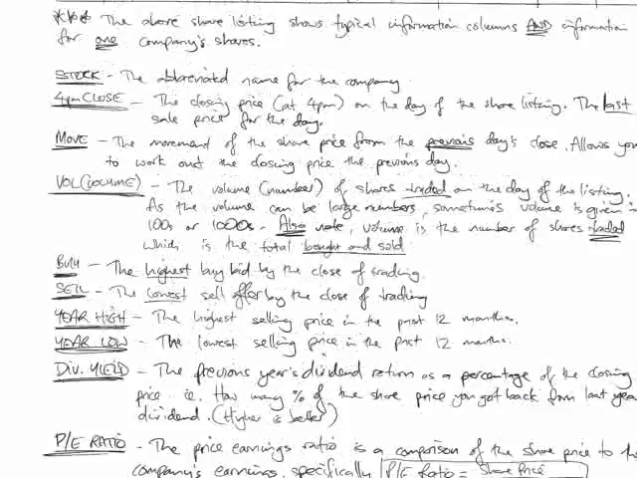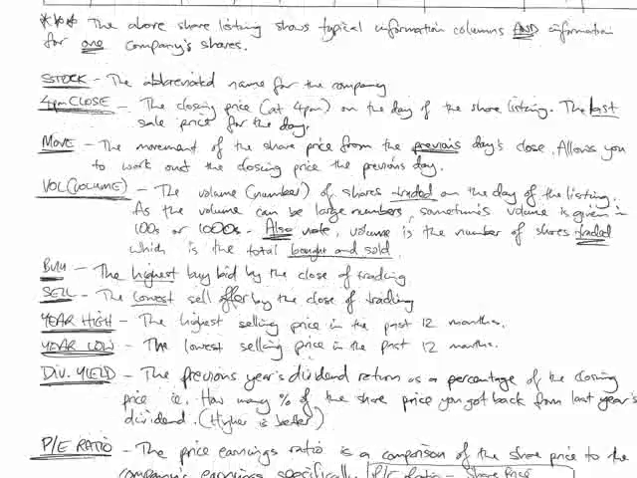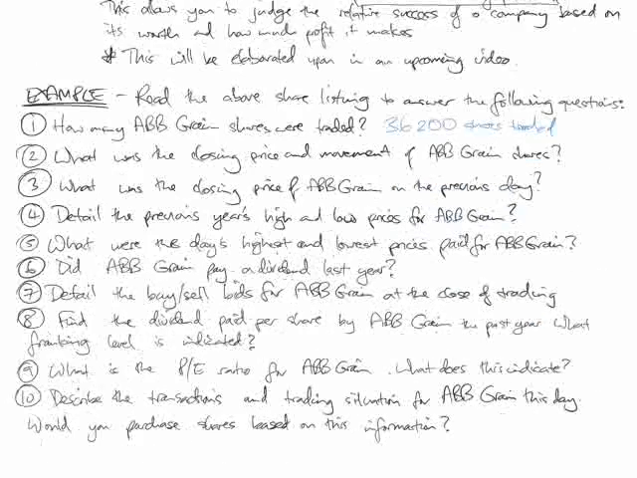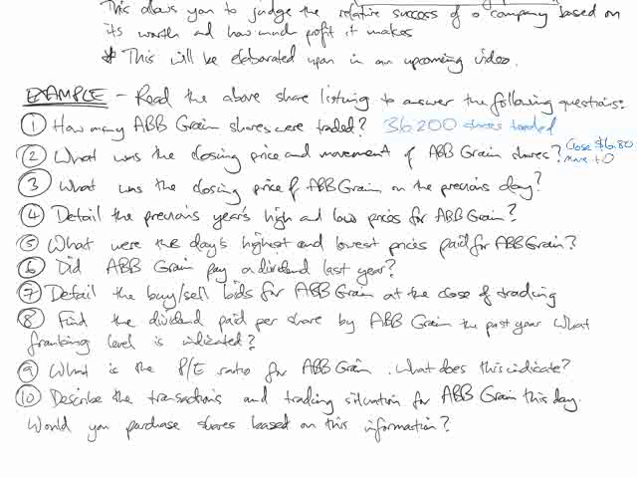2. What was the closing price and movement of ABB Grain shares? So reading off the columns, it closed at $6.80 and it moved up 6 cents.